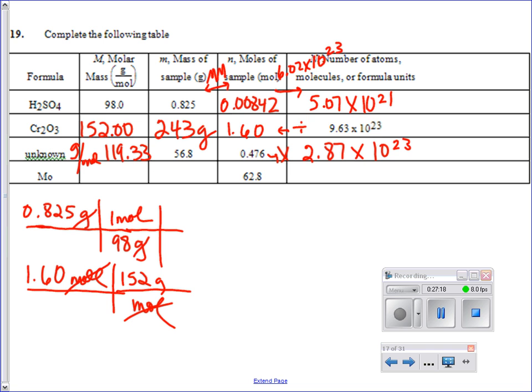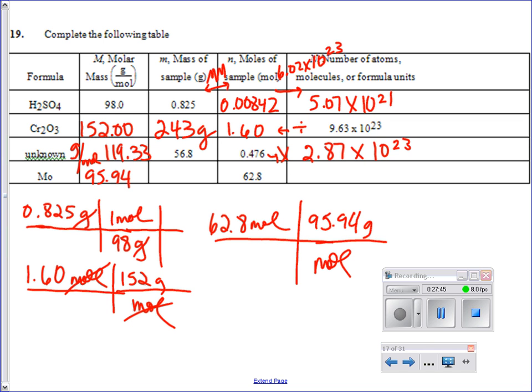Okay, last one, we have molybdenum. What do I know about molybdenum? Correct, it's 95.94 grams per mole. I know the number of moles. I have 62.8 moles. How can I find grams? Well, I know it's 95.94 grams per mole. So if I multiply, I got 6030 grams. All right, now I need atoms. Multiply by Avogadro's number, and I get 3.78 times 10 to the 25th.